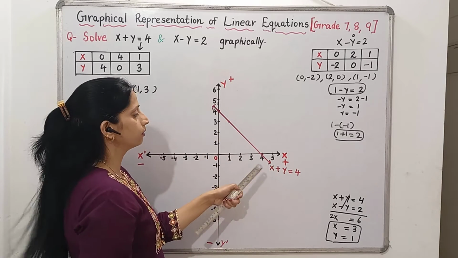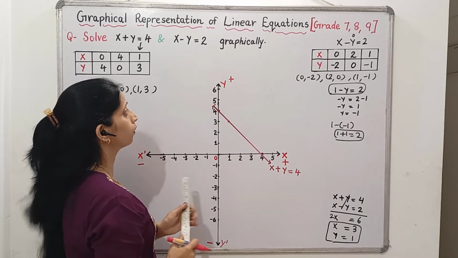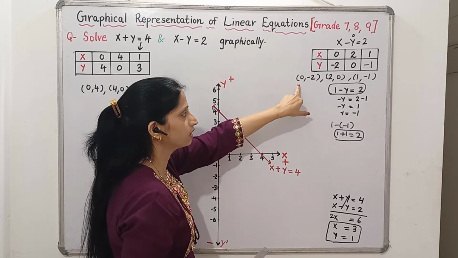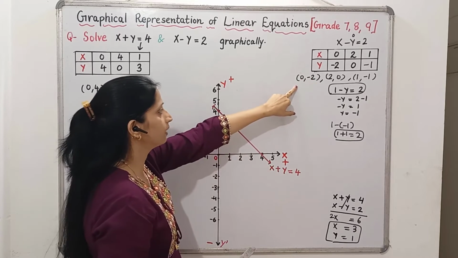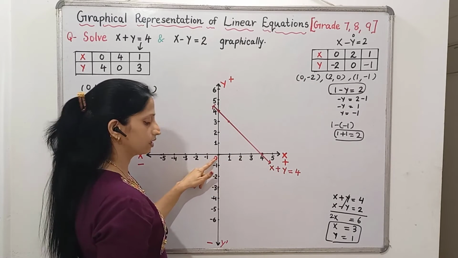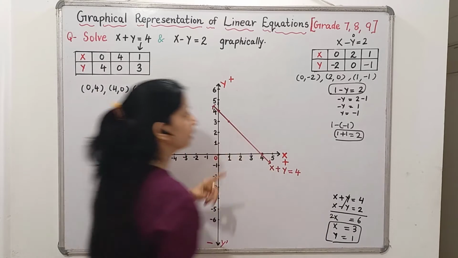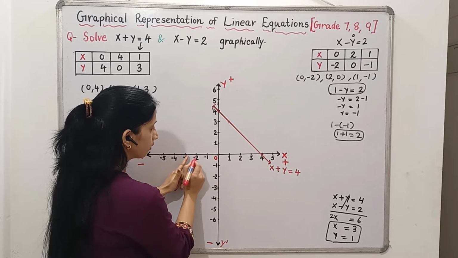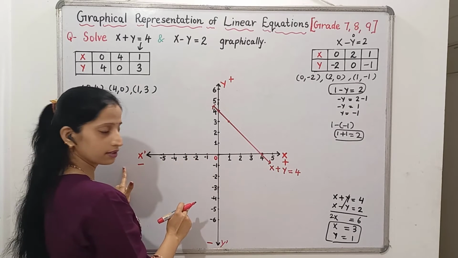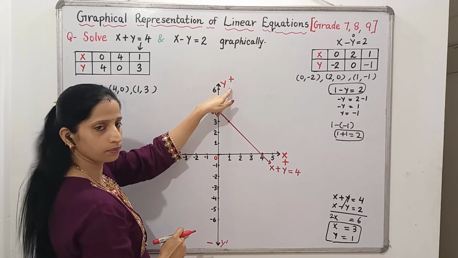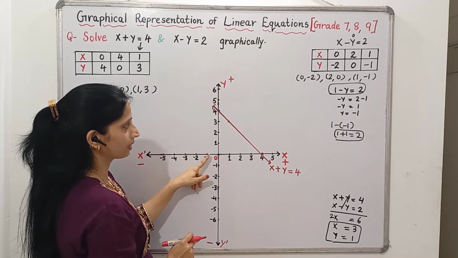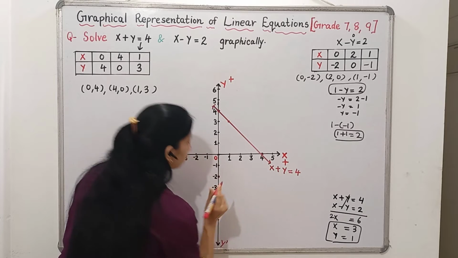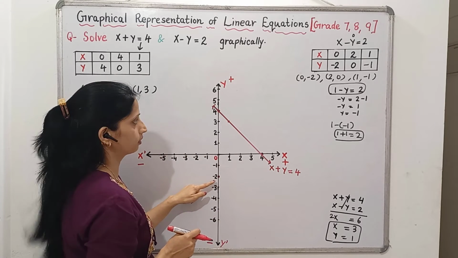Now similarly, we will draw the line for the other equation, x minus y is equal to 2. Here the points are 0, minus 2. So what is the value of x? x is 0, okay, and y is minus 2. This is our x-axis and this is our y-axis, plus y, minus y. So x is 0, y is minus 2, means this point will be on this side, downwards.